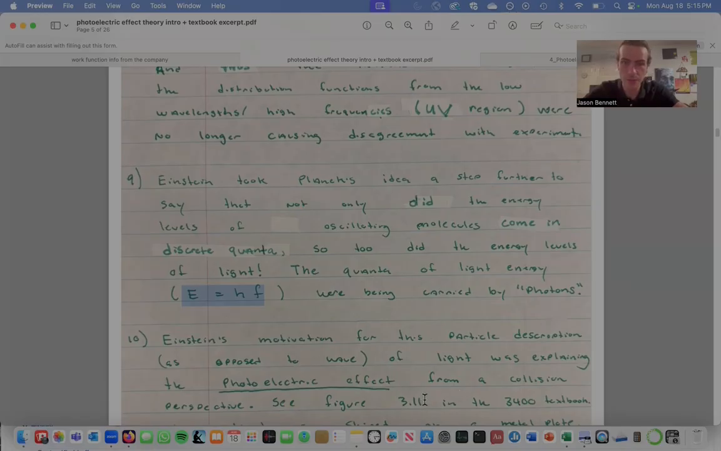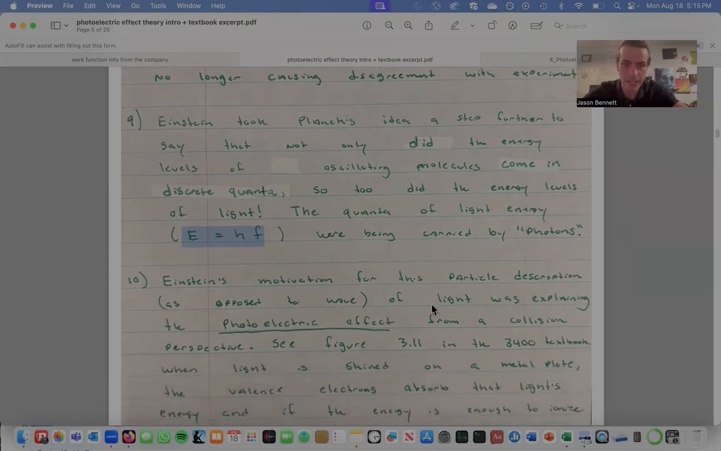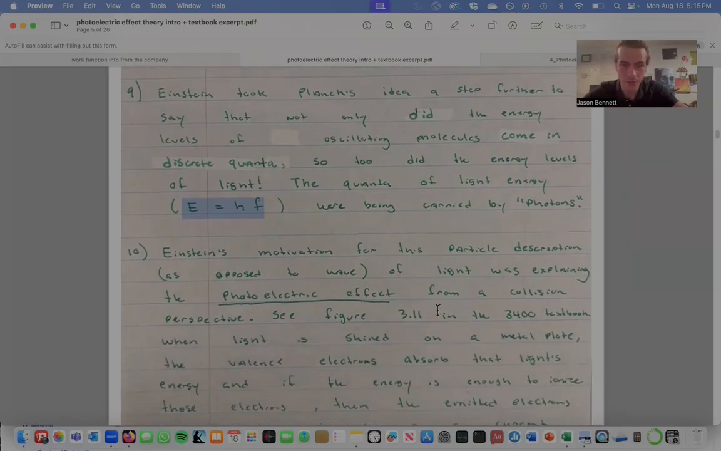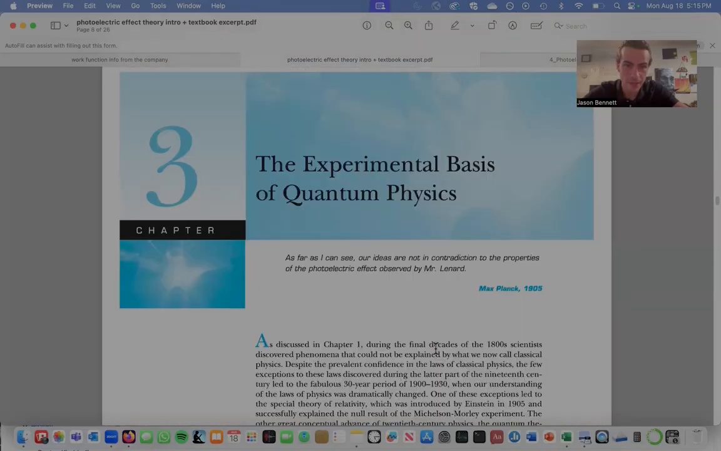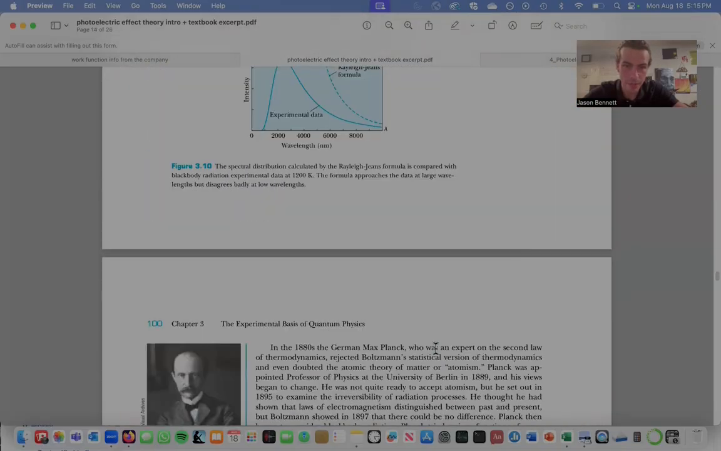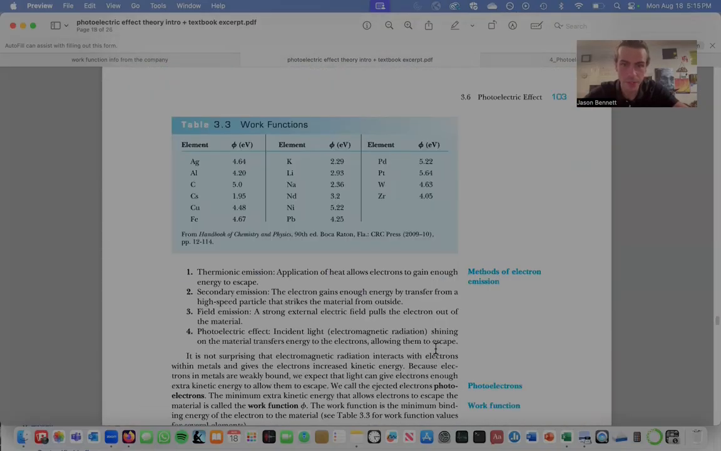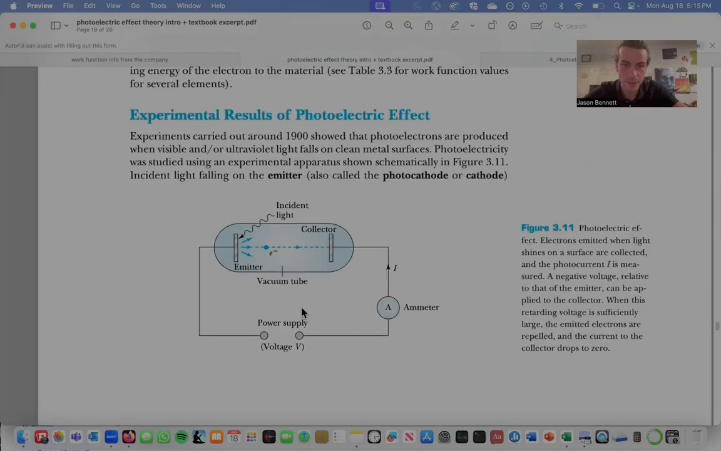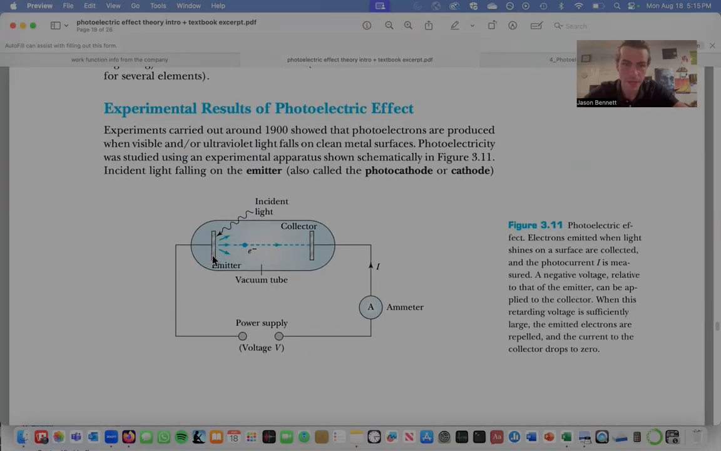So figure 3.11 in your textbook from previous is basically the kind of experimental setup for the photoelectric effect. You've got a power supply, you've got a sheet of metal. If you apply some voltage to this, eventually the incident light that comes out of this emitter will, where am I?